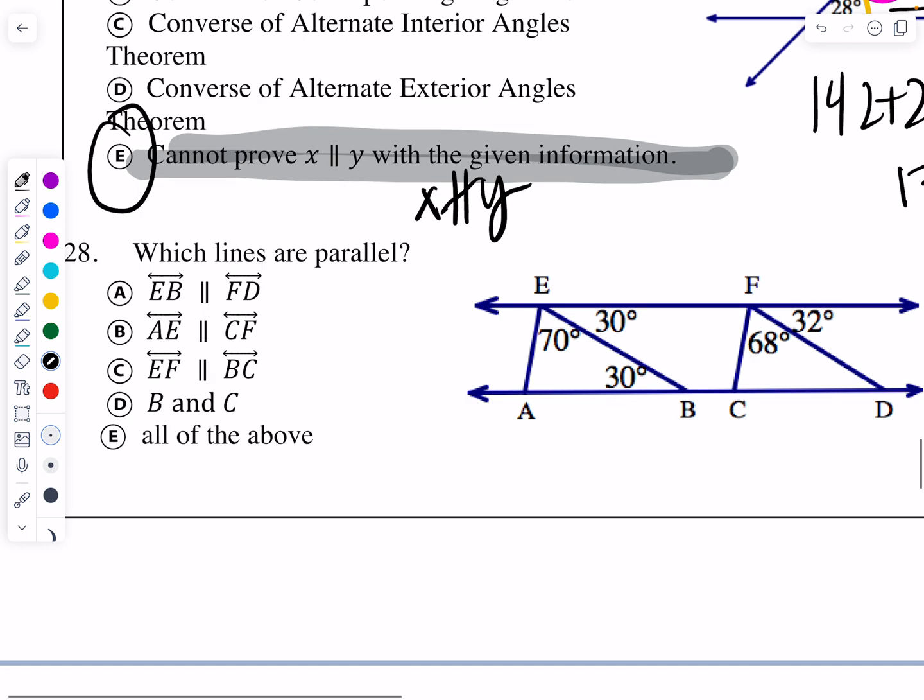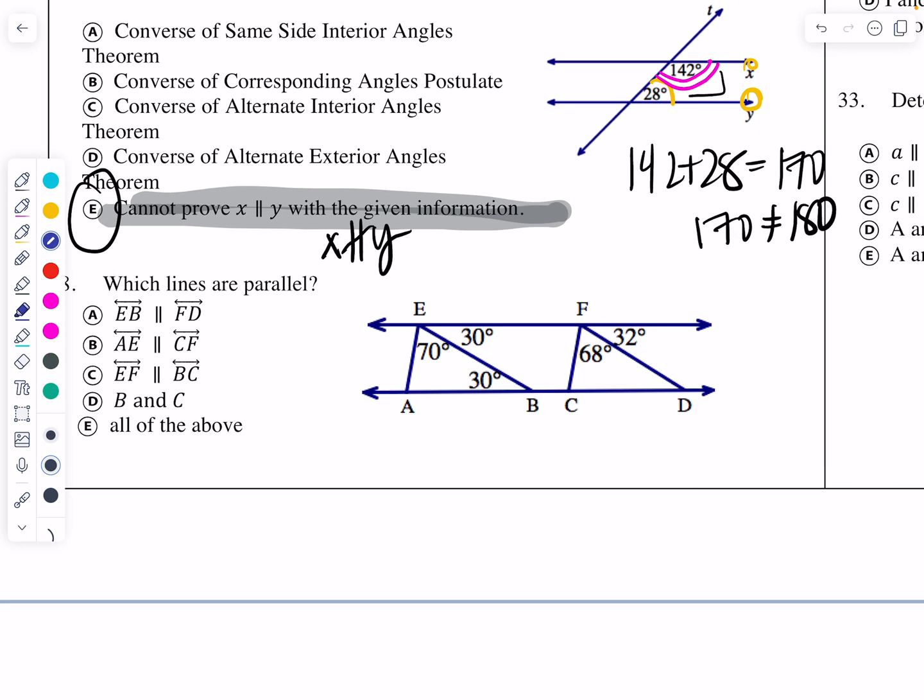All right, which lines are parallel based on the picture that's given? Well, let's see what we have. We have a 30 here, and we have a 30 here, which immediately means those are alternate interior. So EF has to be parallel to BC, because those are alternate interior angles.